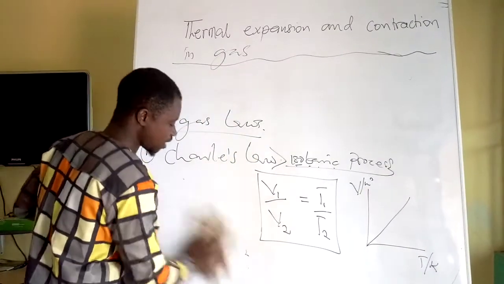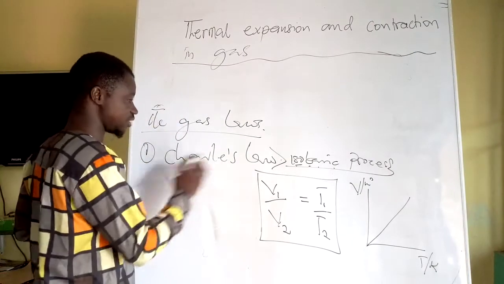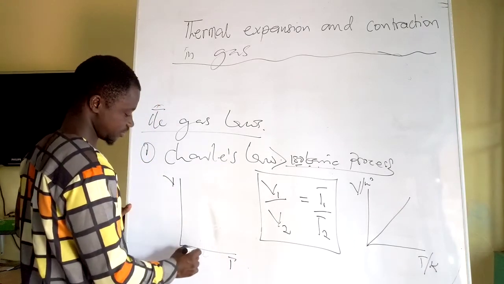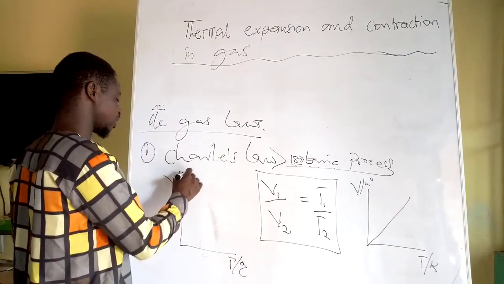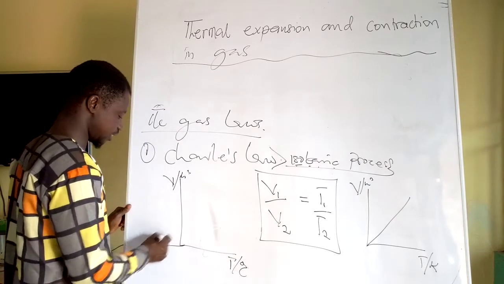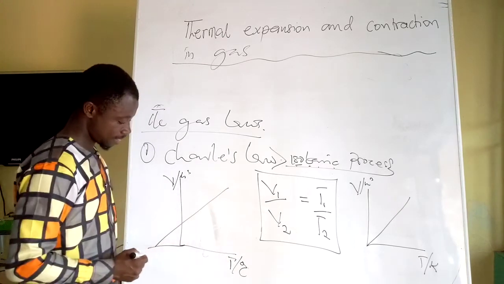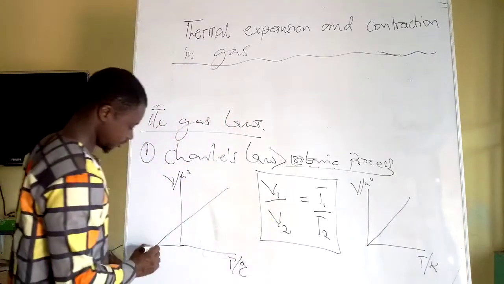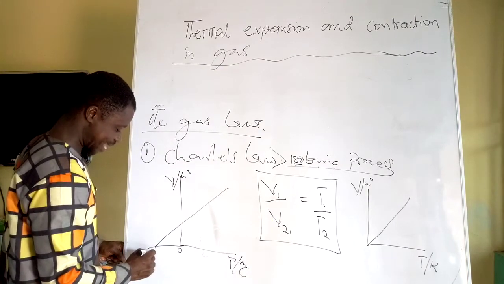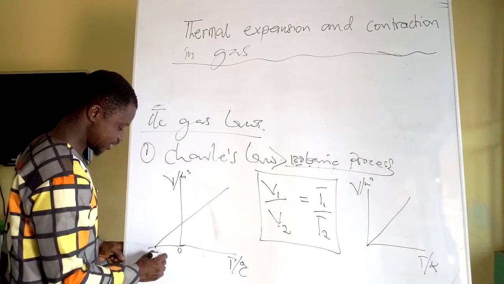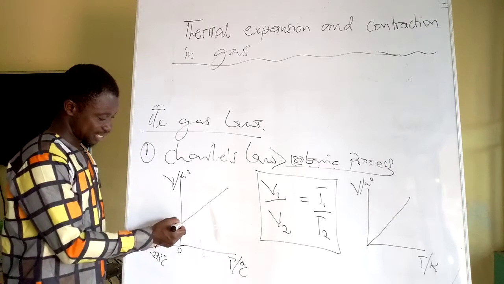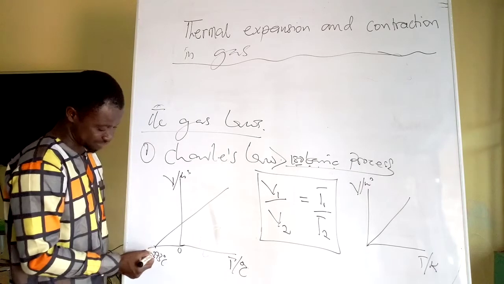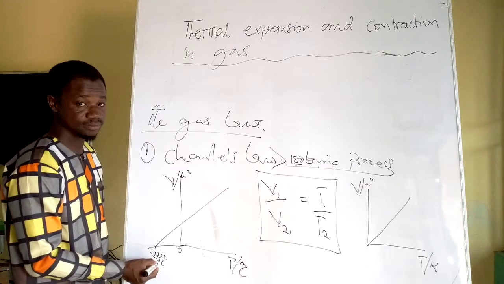But for a graph of volume versus temperature in degrees Celsius, with volume in meters cubed, the graph is like this. Why? Because 0 Kelvin corresponds to minus 273 degrees Celsius. So the graph will make contact with the temperature axis at the minus 273 degrees Celsius point. I hope that is clear.